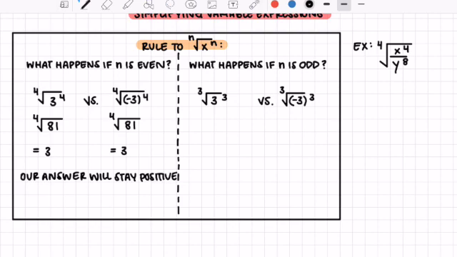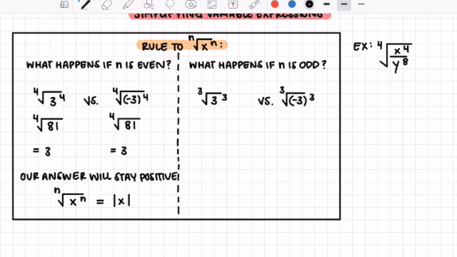And since it will stay positive, then we're going to have the rule where if you have the case where your n is even and you have the same index as your exponent on the inside, then this is going to equal the absolute value of x.